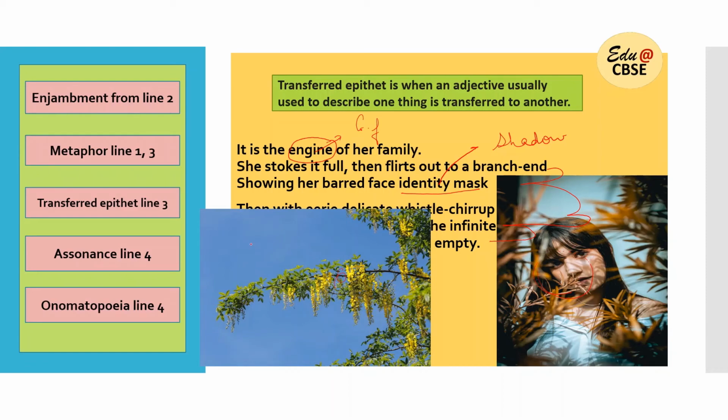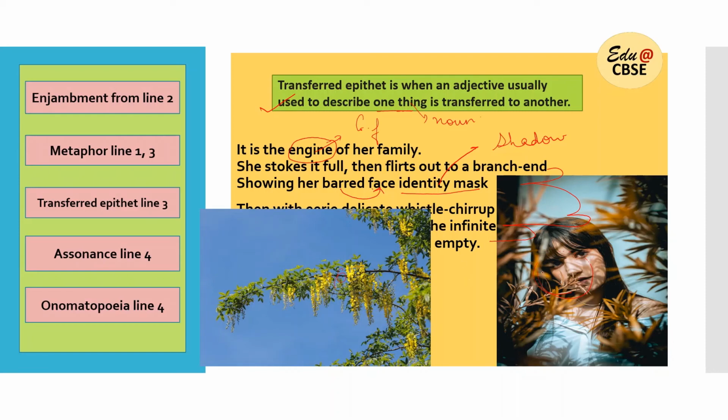Then comes a transferred epithet in line 3. In the same line we have a transferred epithet also. Here is the definition of transferred epithet: it is when an adjective that is usually used to describe one thing is transferred to another, mainly a noun. Let's read the line once again: showing her barred face identity mask. So barred is used to describe the face, but actually the face is not barred.